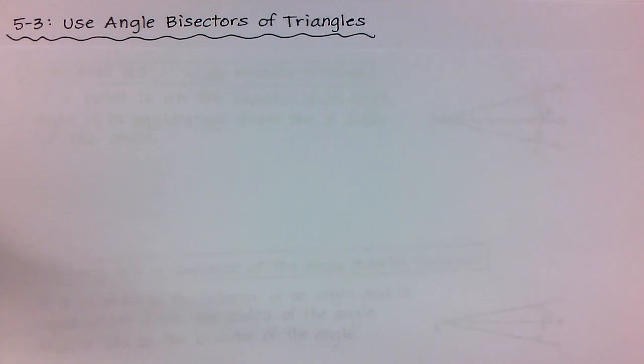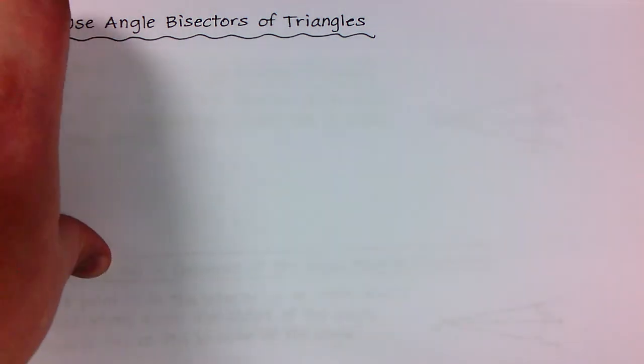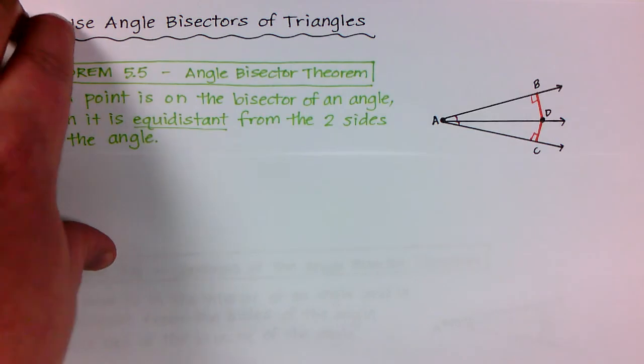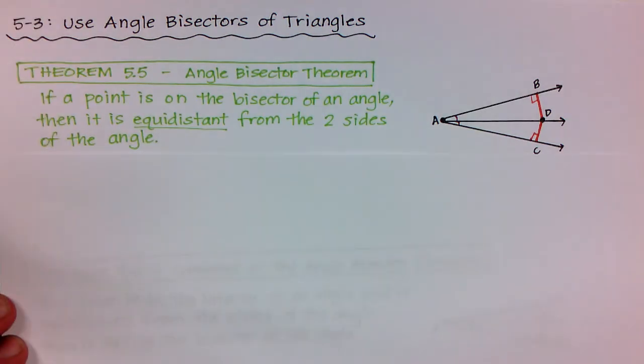Hi class, this is lesson 5-3 in your textbook, and it's titled How to Use Angle Bisectors of Triangles. So the last lesson we were talking about perpendicular bisectors, and now we're just talking about angle bisectors. So it's not bisecting a segment, it's bisecting an angle. And here's our first theorem, Theorem 5.5, and it's called the Angle Bisector Theorem.